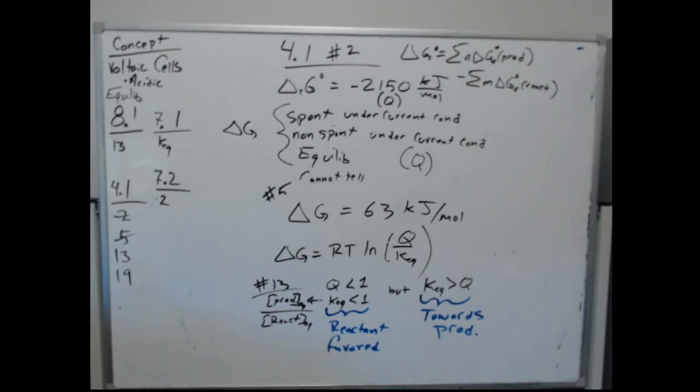Okay, so that was number 13, right? All again around those 6 different phrases: spontaneous, non-spontaneous, product favored, reactant favored, towards products, towards reactants. Which is kind of the stuff we were doing. Some of that was on the first exam, but we still needed it as we went to the second exam.